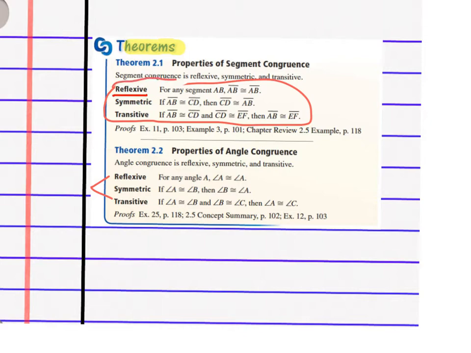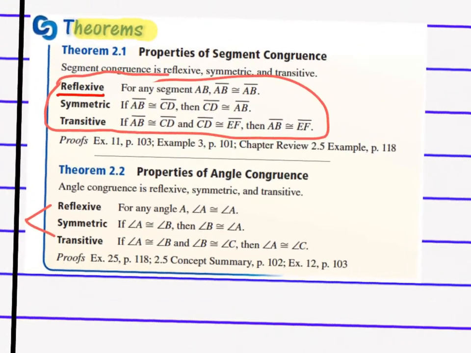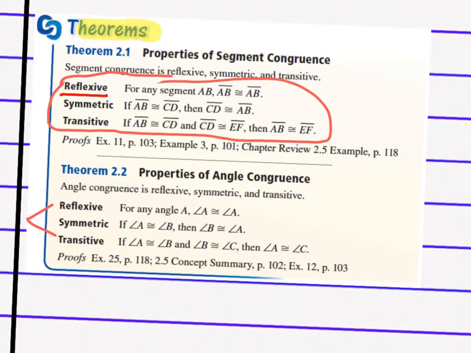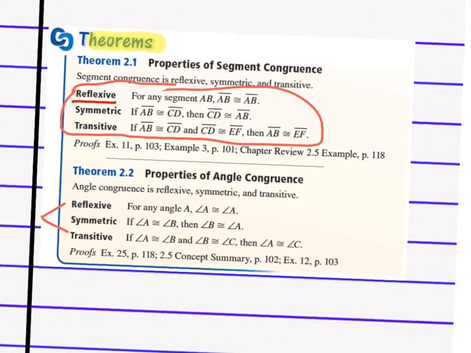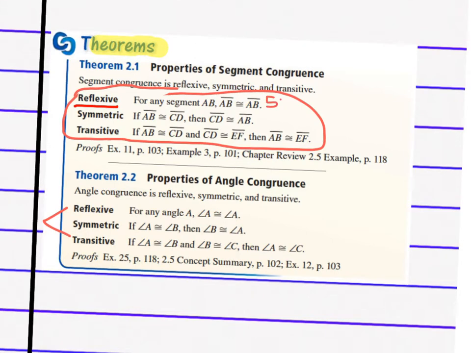All right, so reflexive. Reflexive is basically saying anything is equal to itself. So line segment AB is equal to line segment AB. 5 is equal to 5. Angle A equals angle A. So reflexive means it's equal to itself. Like you're looking in the mirror, you see your own reflection, it's the same person.